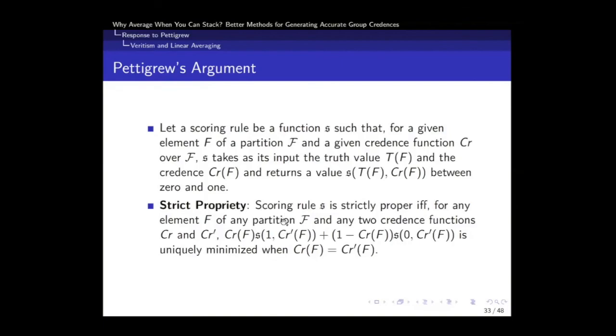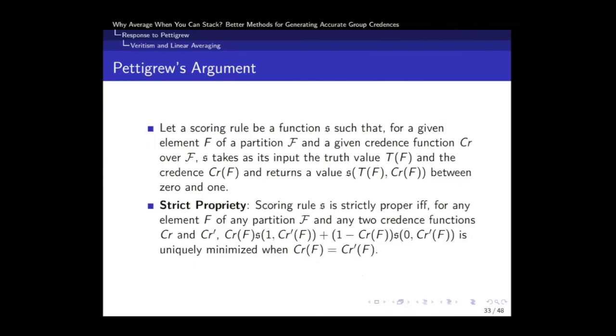A scoring rule is going to be strictly proper if and only if for any element of the partition and any two credence functions, the average score for one credence function over both the case where the element of the partition is true and the case where it's false, as averaged by the probability assigned to that element by the other credence, is going to be uniquely minimized when those two credences are the same, right? So basically no credence function expects some other credence function to do better than it, right?